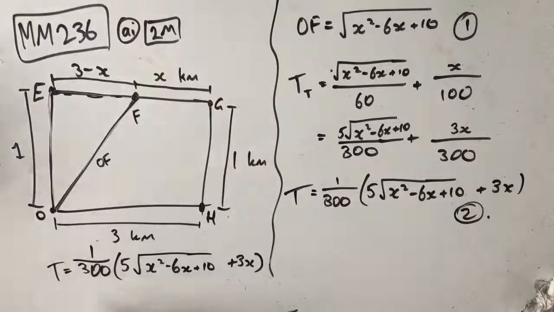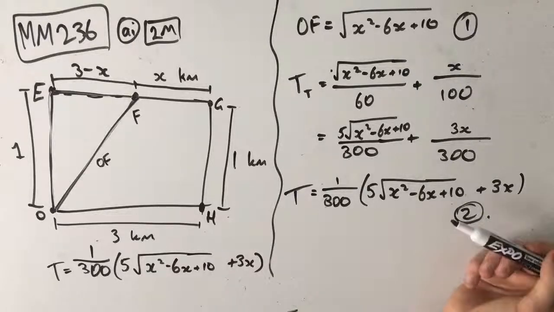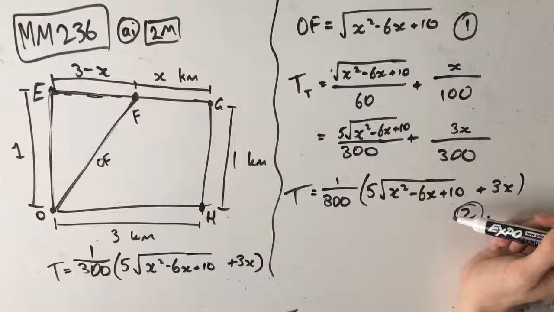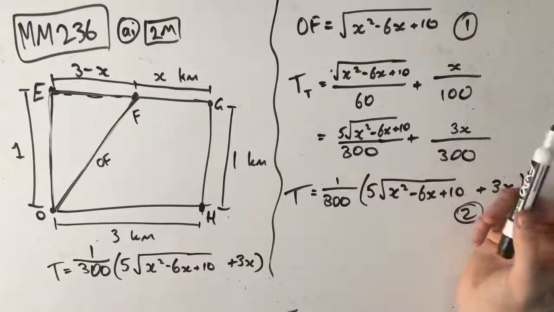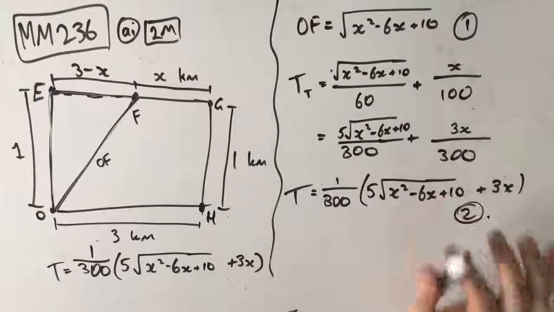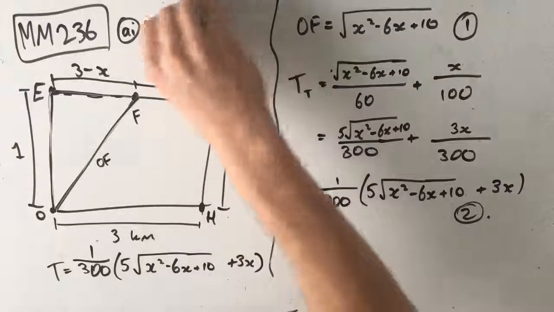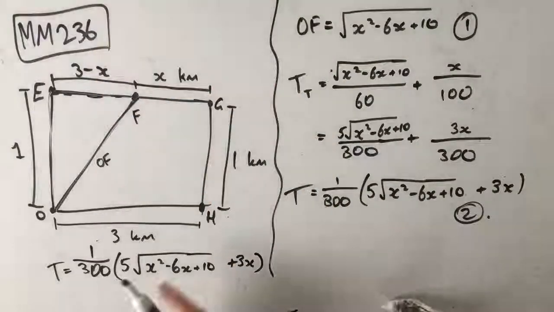So the question told us to find that t equals this, or show that t equals this. And we've found that, which means that we've got our second mark here. That's the end of part AI. So let's move on to part AII. Part AII is also a 2-mark question.